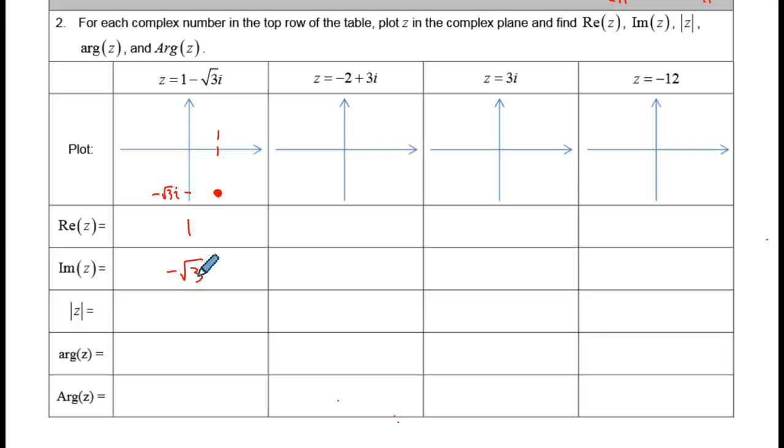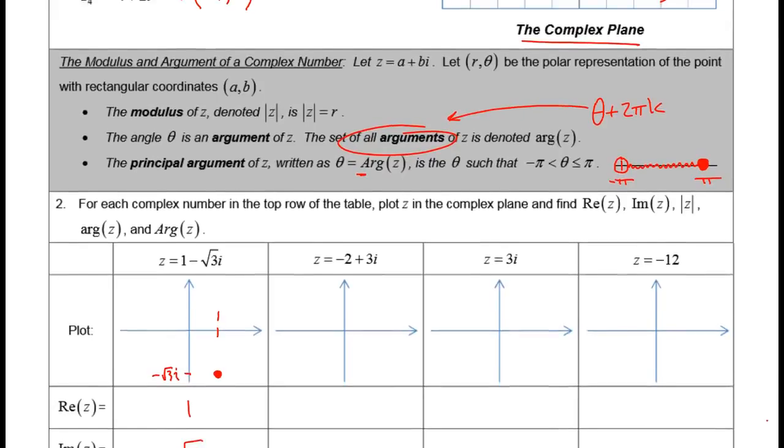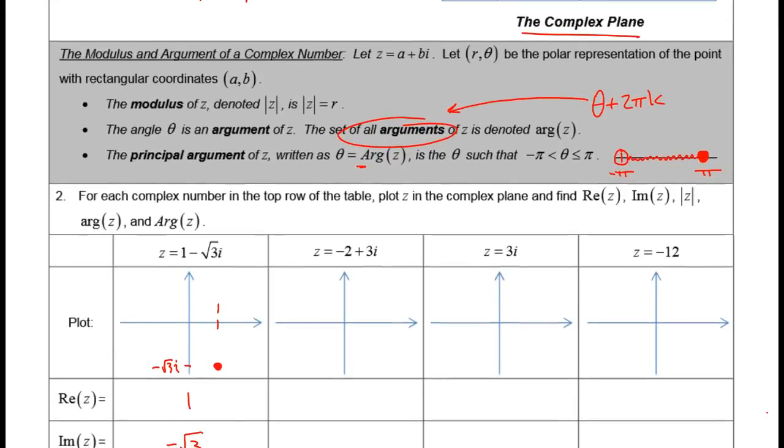The modulus of that involves a calculation. The modulus is going to be the square root of a squared plus b squared. That's the Pythagorean relationship. So I have 1 squared plus negative root 3 squared. That's 1 plus 3, that's 4. Take the square root of 4 and we get 2. So 2 is the modulus of that complex number. Keep in mind, modulus involves a square root, and a modulus is a distance. It's like a distance from the pole. So it's always going to be positive. Let's make a note of that.